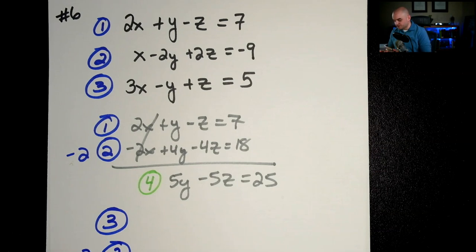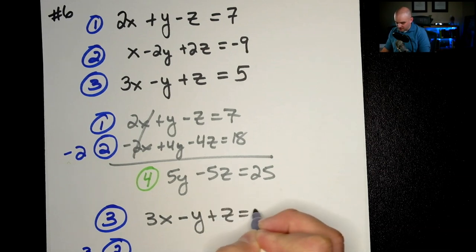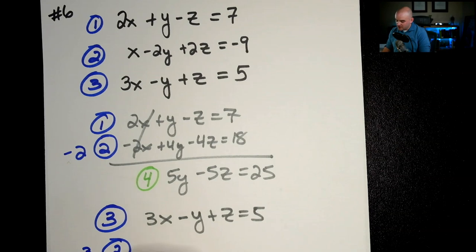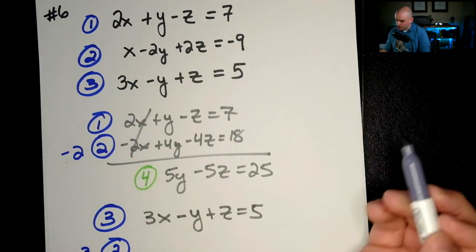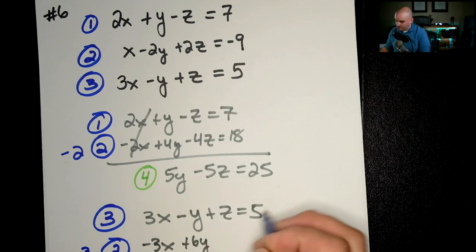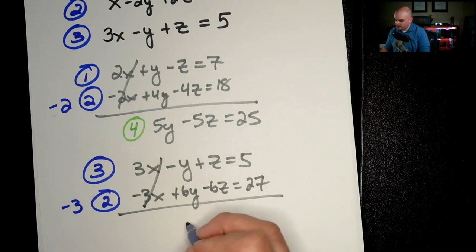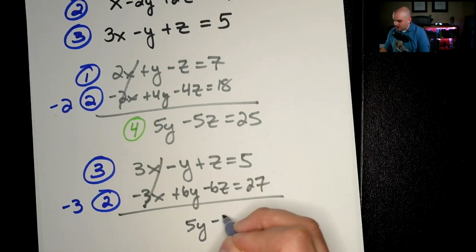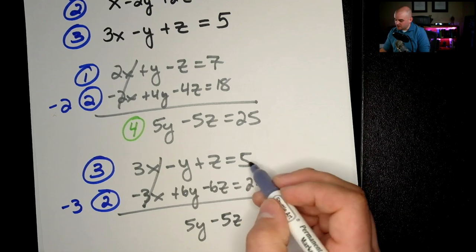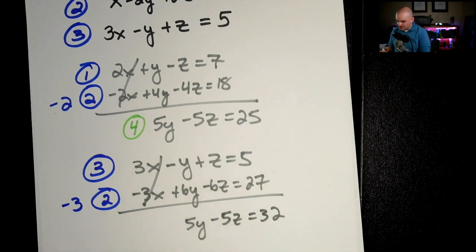So writing out equation 3 gives me 3x minus y plus z equals 5. And then taking negative 3 times equation 2 is going to give me negative 3x plus 6y minus 6z is equal to 27. And I want to add those two equations up. Those cancel again. I get 5y minus 5z equals, let's see here, 5 plus 27 is 32. This is equation 5.